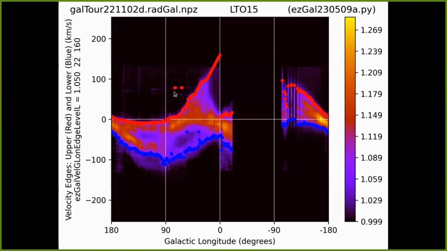But what about this? That's that radio frequency interference. I'd like to have those 2 points down along with the rest of them down below instead of being up so high. ezGal writes out all these values in a file, and you are welcome to edit that file and then read them back in. So I could correct a couple of these points.